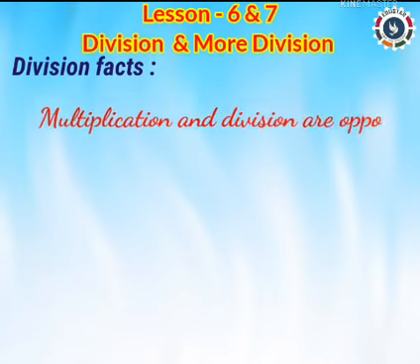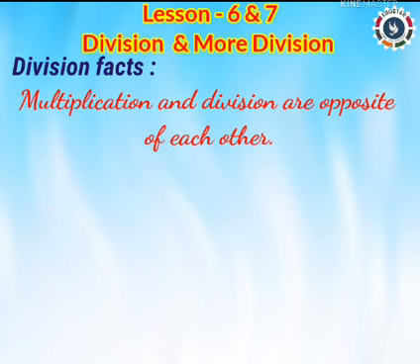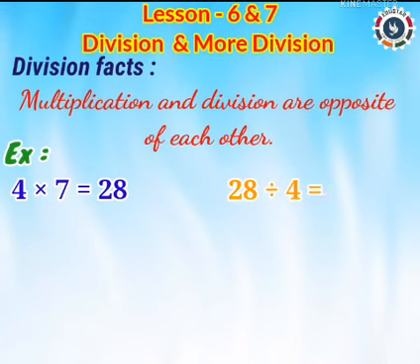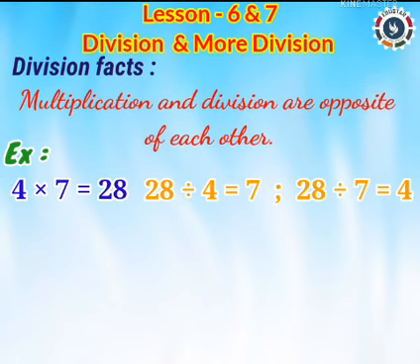Do you know the multiplication and the division are opposite of each other? For example, 4 sevens are 28. How to write the division fact for this? For this one multiplication fact, we can write two division facts. That is, 28 divided by 4 is equal to 7. 28 divided by 7 is equal to 4. That is, if we divide 28 by 4, we get 7. And if we divide 28 by 7, we get 4.